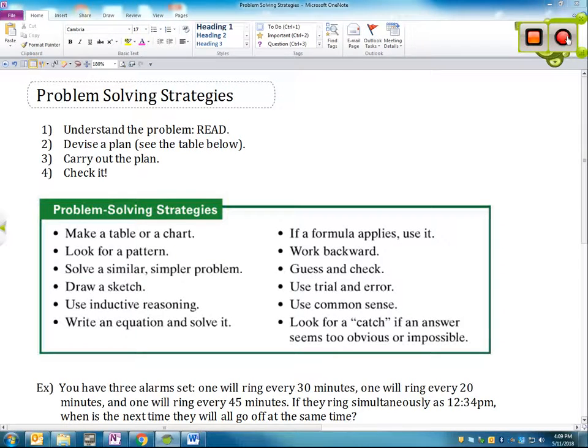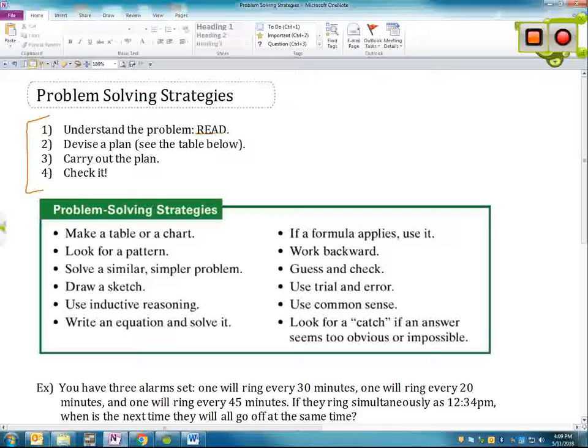Here we're going to talk briefly about some problem-solving strategies and then go through examples of a couple different strategies. First of all, it's important that we think about these steps as we are approaching word problems. Okay, first thing is that we really need to read.